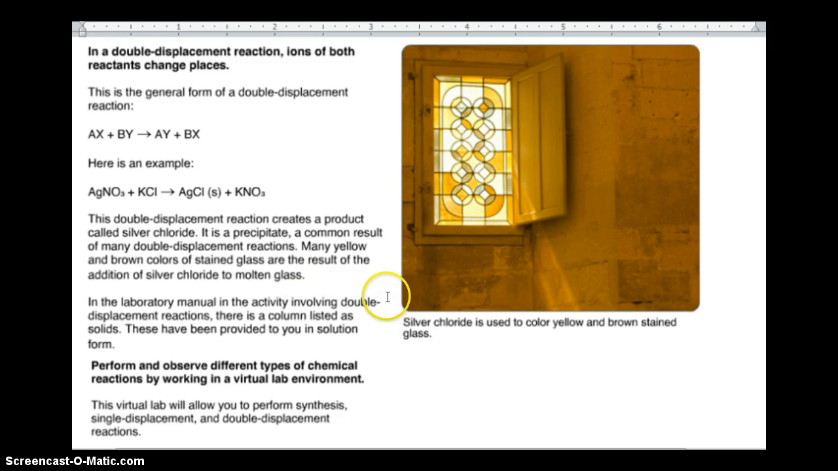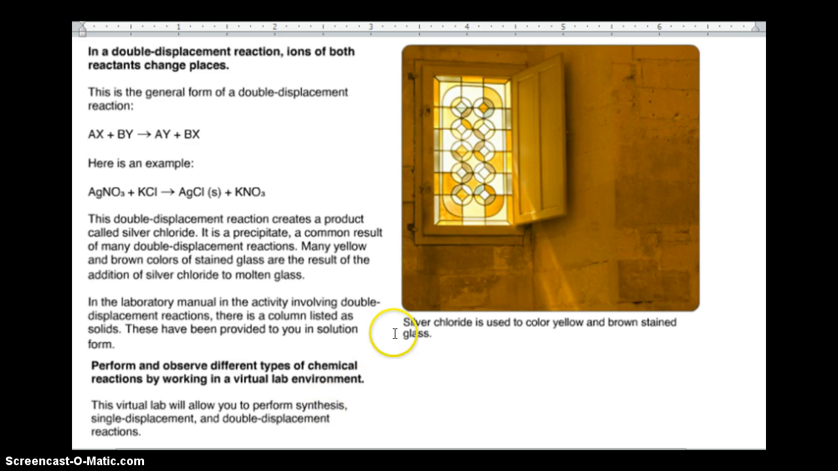This double displacement reaction creates a product called silver chloride. It is a precipitate, a common result of many double displacement reactions. Many yellow and brown colors of stained glass are the result of the addition of silver chloride to molten glass. So, kind of a cool real-life application. Hopefully many of you have seen stained glass windows at some point, and that coloration in the glass comes from the different chemicals they add.